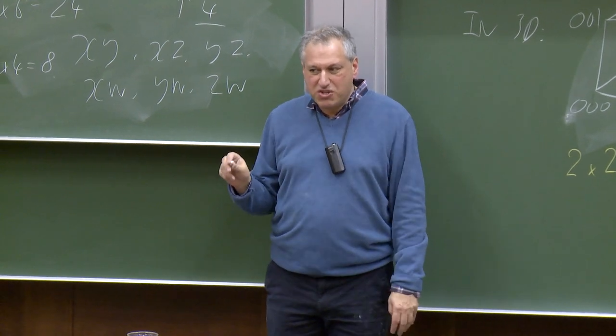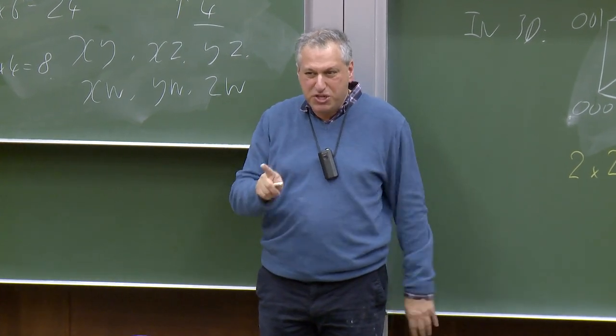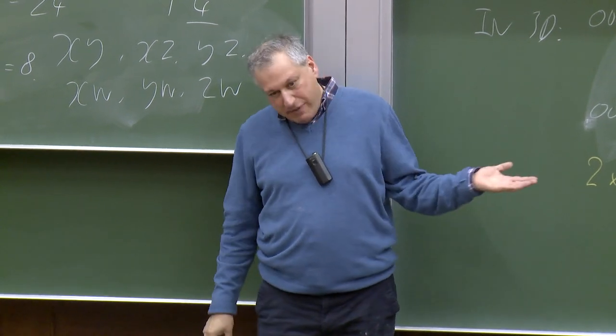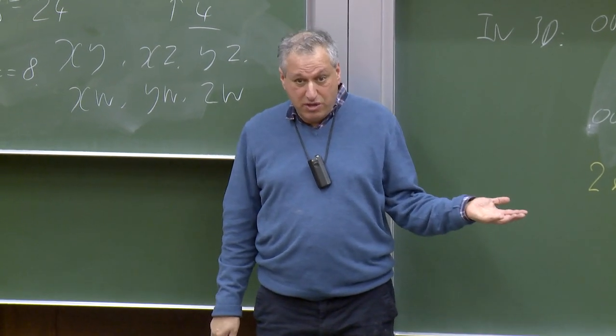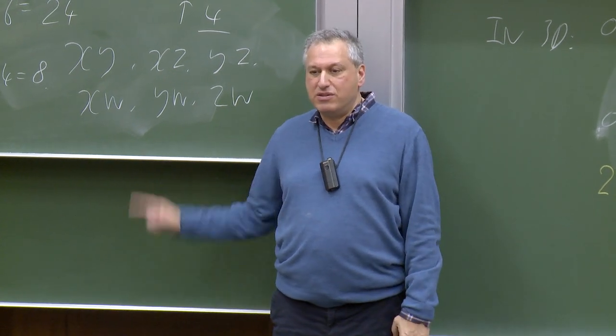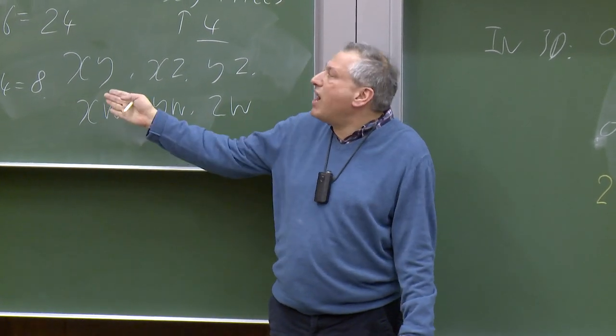Again, why? Because in the Z direction, there are 2, aren't there? I can make Z 0 or Z 1. In the X direction, there are 2. You can set X as 0, X as 1, and so on. So there are 8, let's go. You can kind of see them.